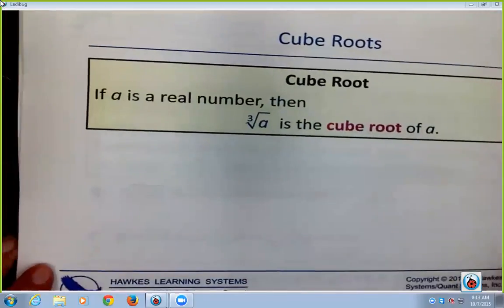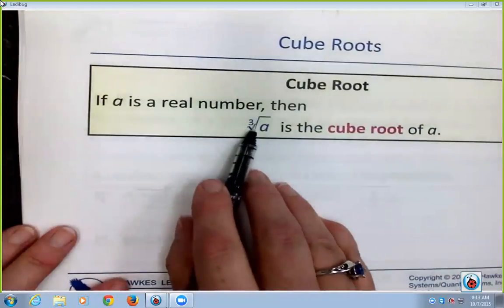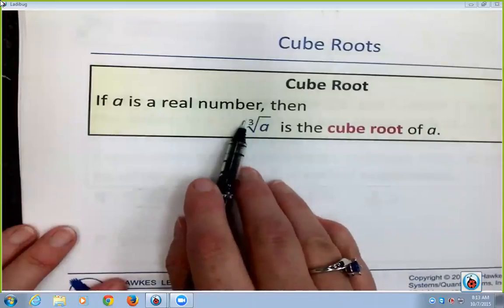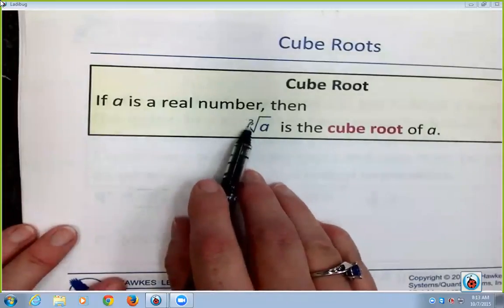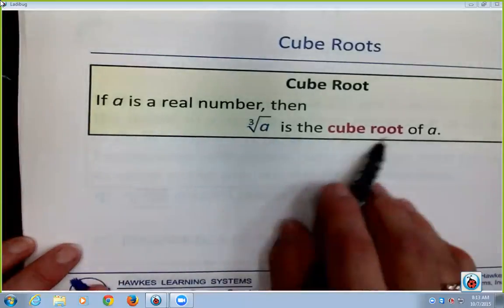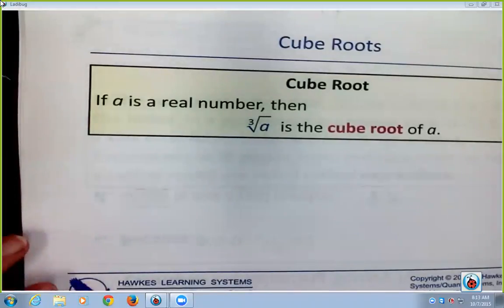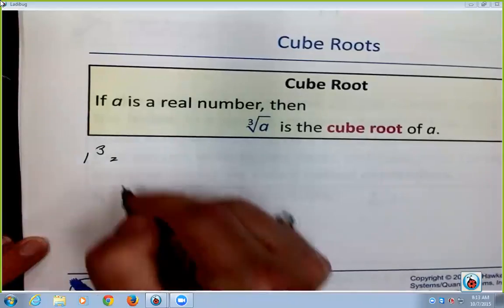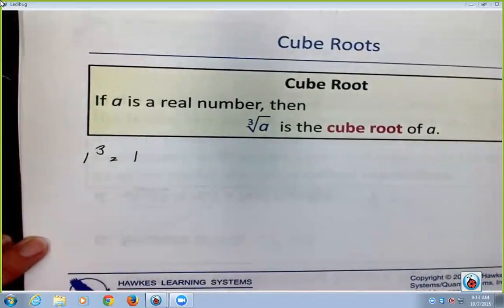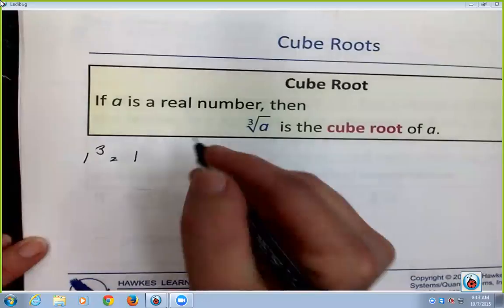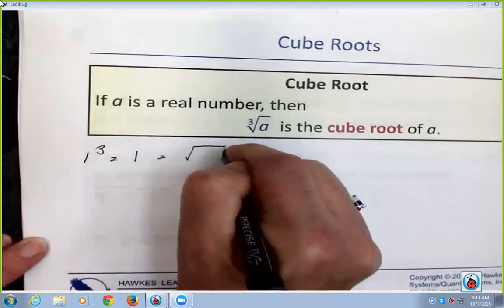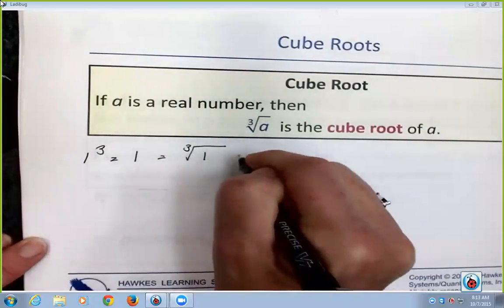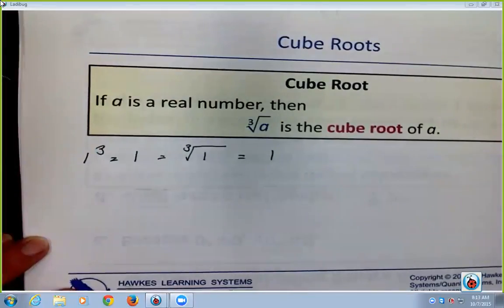Cube roots. Cube roots have an index of 3. So if you run across a root that has no number up here, it's a square root. So cube roots have that 3 in there. So what are some cube roots? If I take 1 and cube it, we're going to go through and do the same kind of thing we did with the squares. 1 cubed is 1. And if I want the cube root of 1, it's going to be regular 1.